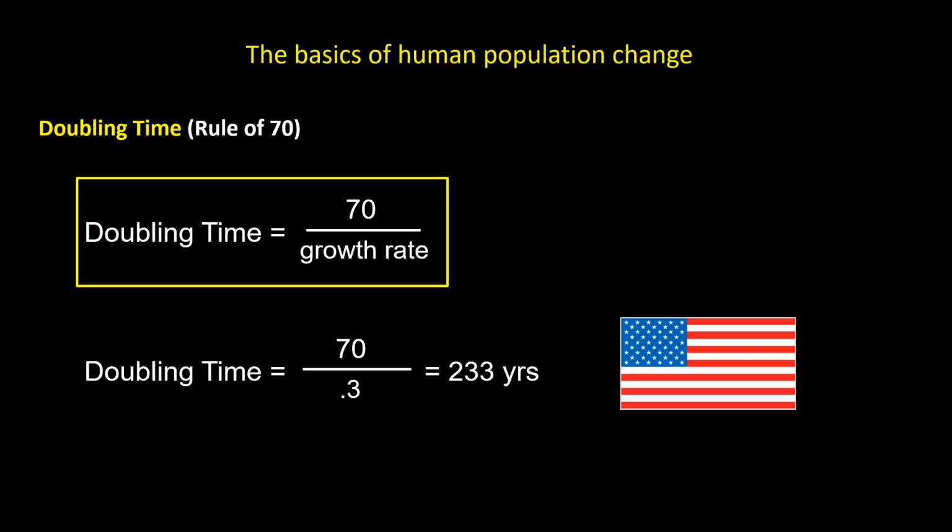Now, plugging the United States growth rate into the formula, we can see that the doubling time of the population is about 233 years.